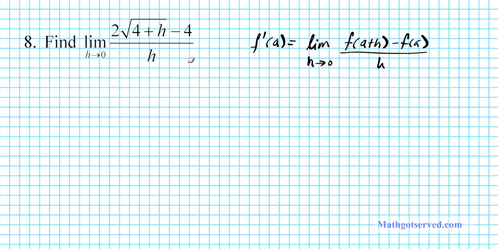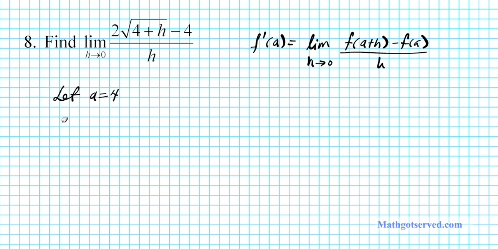So it looks as though this is the derivative of a function at a specific value. Let's see if we can determine what that function is. If you take a look at these two formulas, it appears as though this is f of a plus h, where a is equal to 4. So considering this formula, let a be equal to 4.